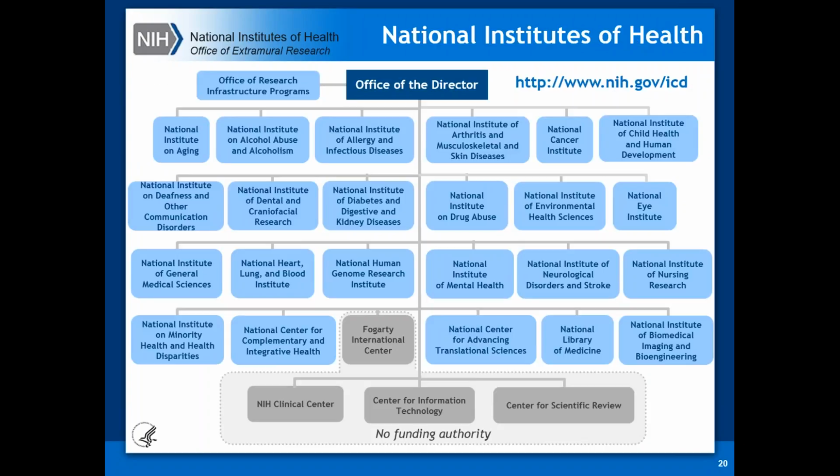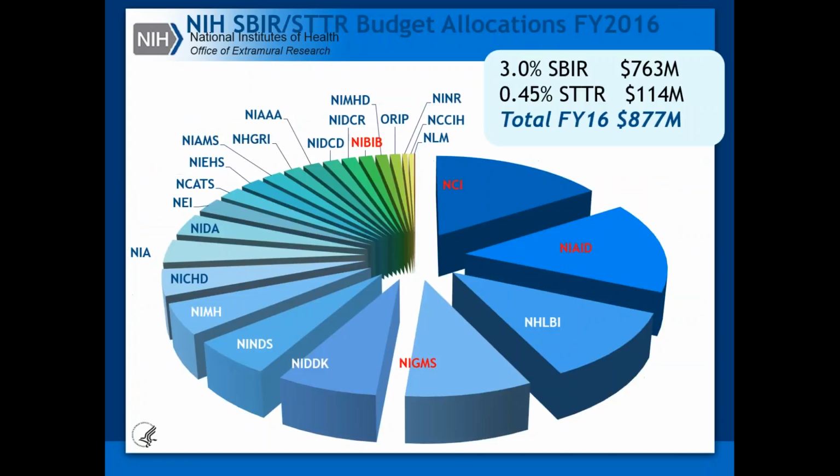Basically, we have 27 institutes and centers here at the NIH, of which you can see that the bottom 4 on the chart there, Fogarty International Center, the NIH Clinical Center, the Center for Information Technology, and the Center for Scientific Review, none of those would be doing any funding because they do not have funding authority. However, the other ICs would be doing funding.